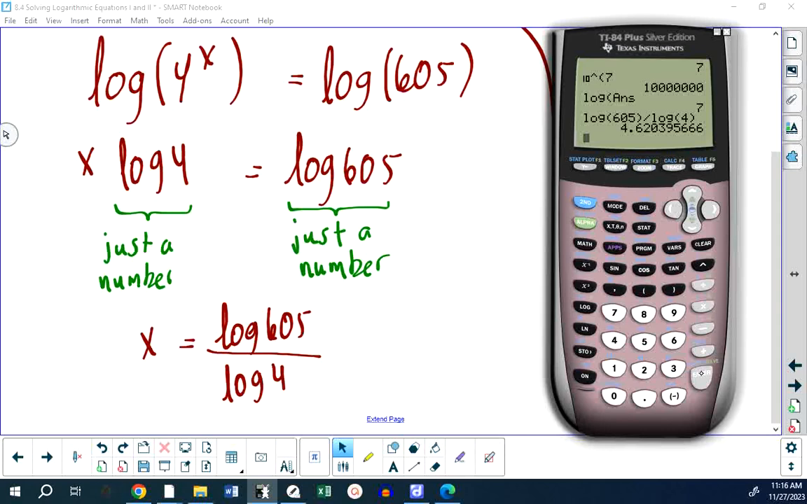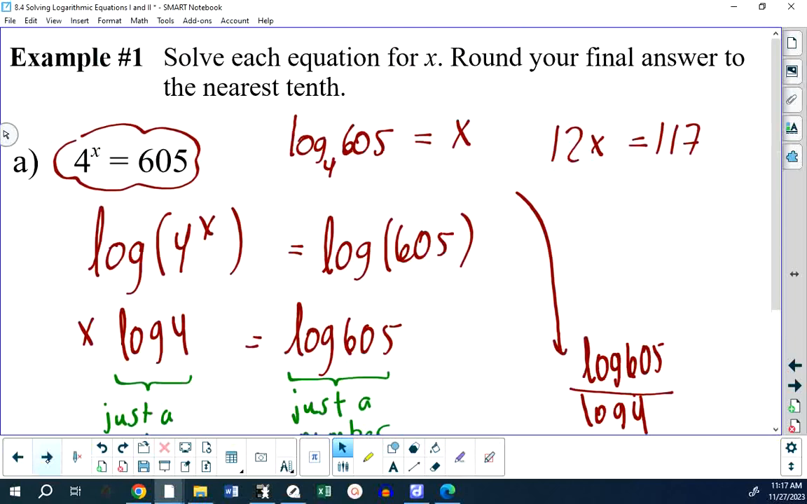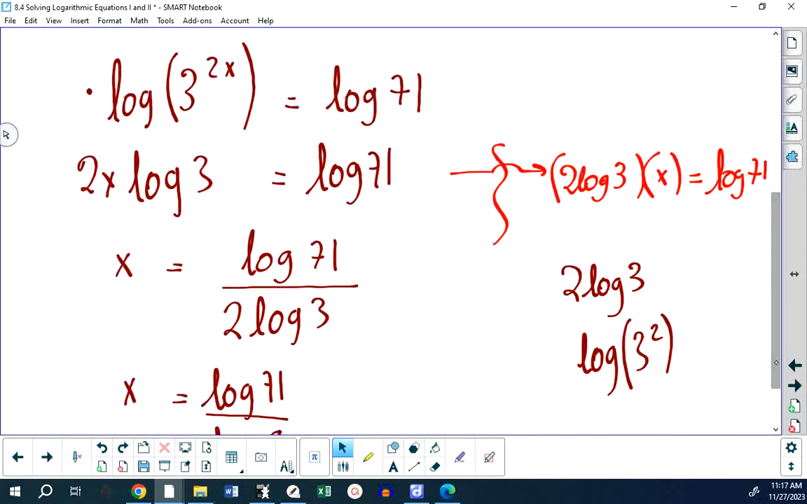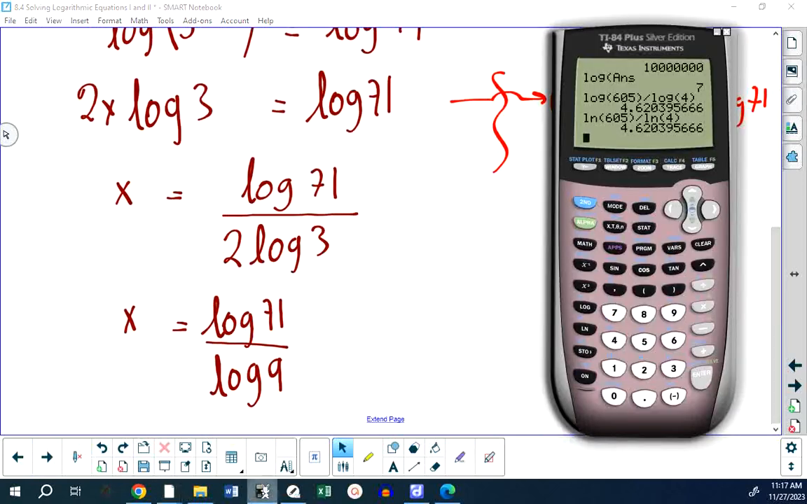Interesting, now that I've just introduced you to the natural logarithm, ln, what would have happened if you took ln of 605 divided by ln of 4? Well, you get the same answer. That would just mean you started off by taking the natural logarithm of everything. Anyway, about 4.62 or 4.6 over here. Log of 71 over log of 9 gives me this, so about 1.9.